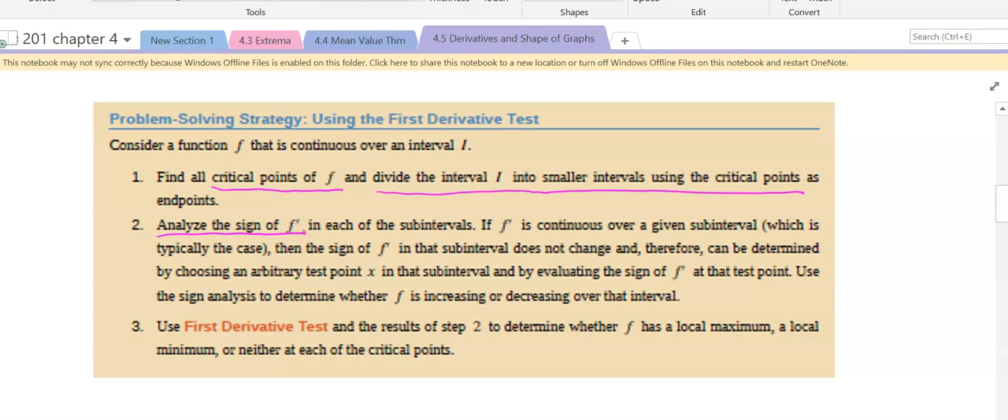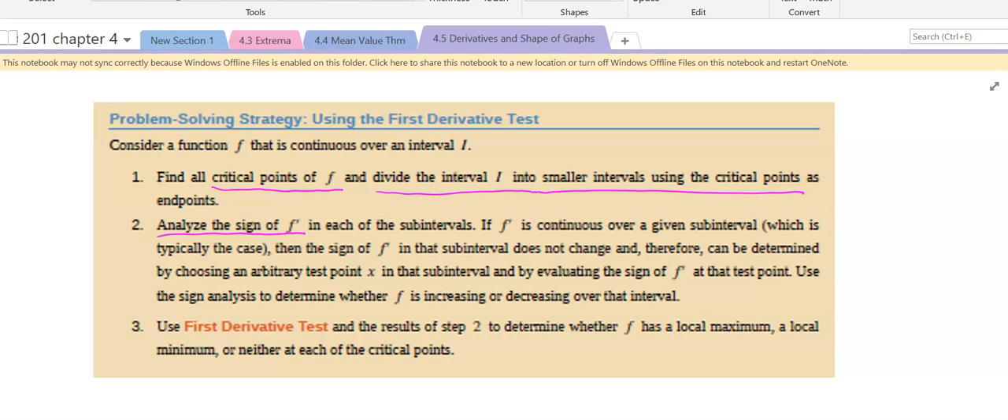If the first derivative is positive, it is increasing. If the first derivative is negative over that interval, it is decreasing. Then you can use this information to determine whether it has a local maximum at the critical point, a local minimum, or neither. Let's take a look at an example.